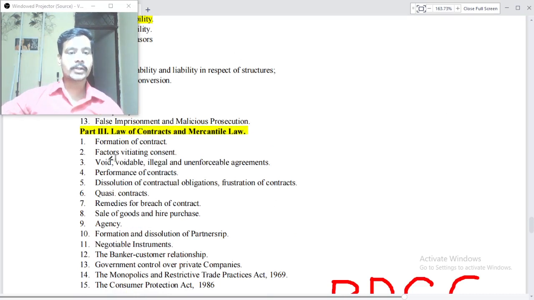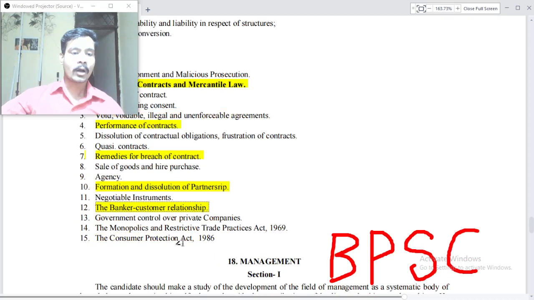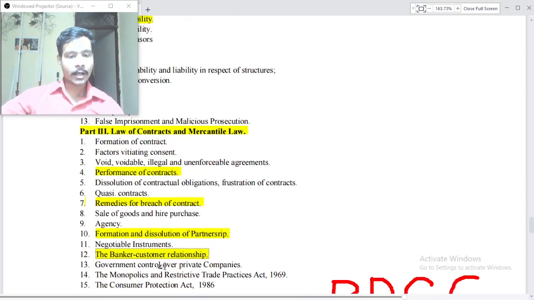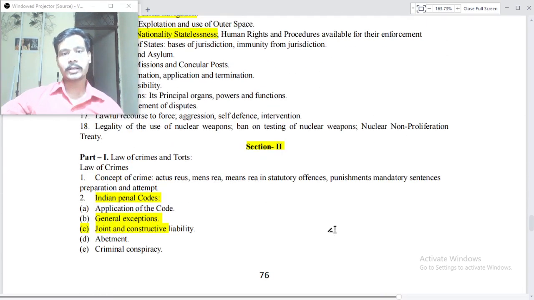Formation of contract, factors vitiating consent, void, voidable, illegal and unenforceable agreements, performance of contract, dissolution of contractual obligations, frustration of contract, quasi-contract, remedies for breach of contract, sale of goods and hire purchase, agency, formation and dissolution of partnership, negotiable instruments, and the banker-customer relationship, government control and private companies, the Monopolies and Restrictive Trade Practices Act of 1969, the Consumer Protection Act of 1986. So these are the syllabus of Section 2.